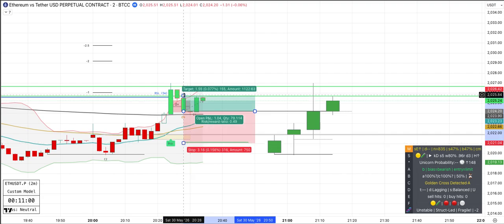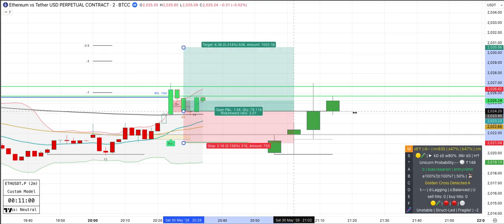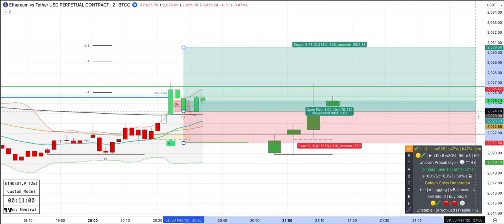And since this is a golden cross, I'm going to go for 2R. You know, it's risky. Market is just funny, man. Market normally is like 1.5R, 1R normally. But I'm going to go for 2. Okay, so I'm going to play this through.